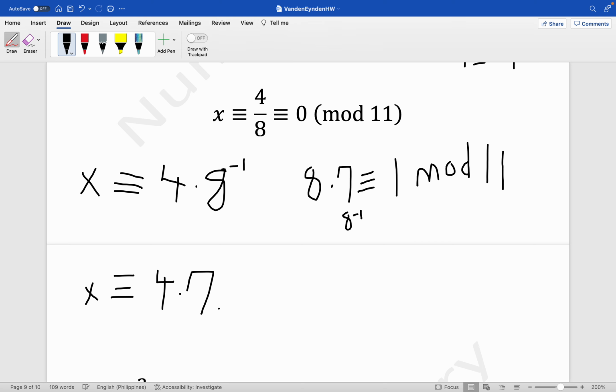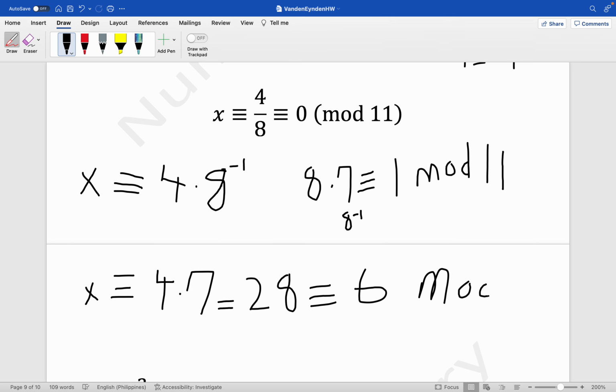But that's equal to 28, which is congruent to 6 mod 11. And I'm leaving that to you, but 28 minus 6 is what? 22, and 22 is divisible by 11.